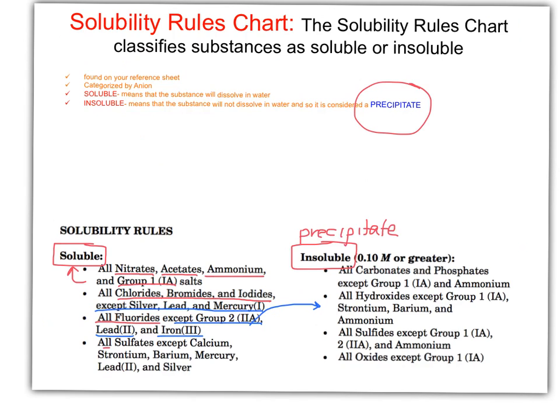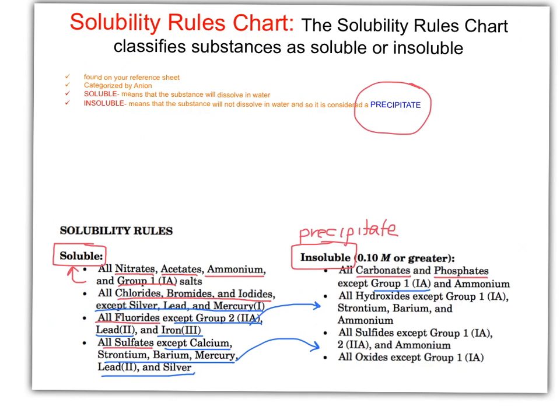The last one says all sulfates are soluble. Once again, except calcium, strontium, barium, mercury, lead 2, or silver sulfate. In that case, those would be considered insoluble. If we look at the other side, these anions are usually insoluble: all carbonates and phosphates. But once again, there's exceptions.